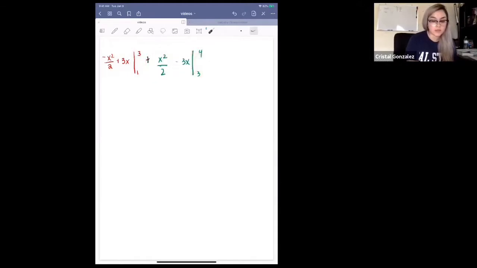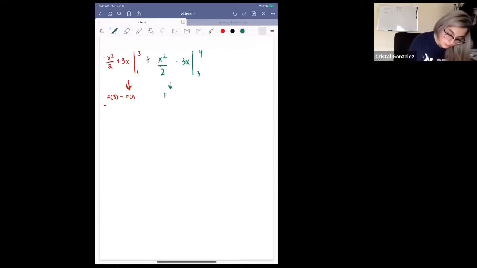So let me keep them in color so that you know what's going on. So we know we're going to need to do f of 3 minus f of 1. And then we're going to do plus f of 4 minus f of 3. Now you don't need to actually write that little step that I just wrote down there. This is for you to see what I'm plugging into that function.